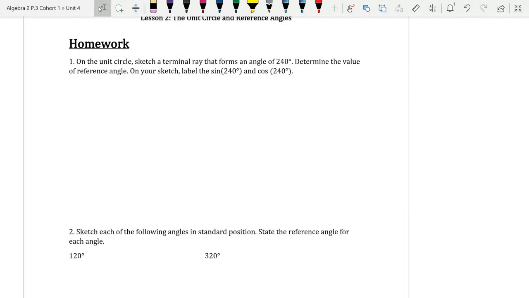So number 1 says, on the unit circle, sketch a terminal ray that forms the angle 240. Determine the value of the reference angle, and on your sketch, label the sine of 240 and the cosine of 240. So let's first start by drawing the unit circle, right? It says to draw the unit circle, so we gotta do that first.